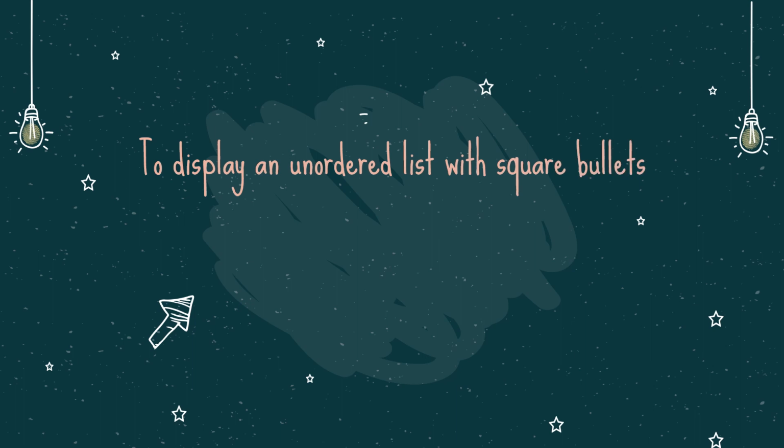Next is to display an unordered list with square bullets. We have to start an unordered list. For that purpose, we will use the UL tag. And to specify the square bullets, we will use the type attribute. So we will write UL type equals to square.